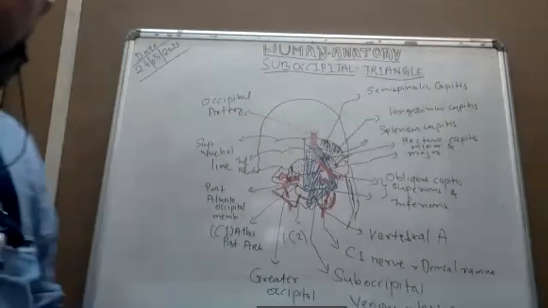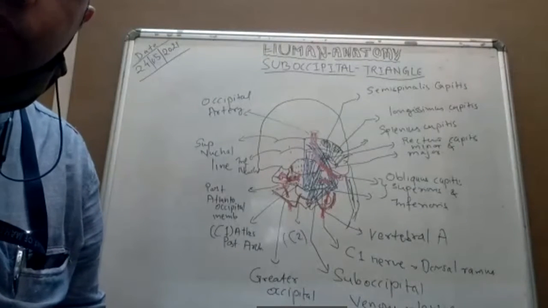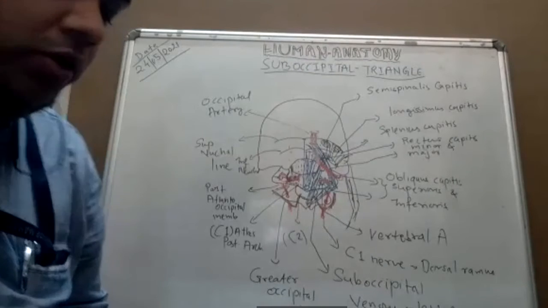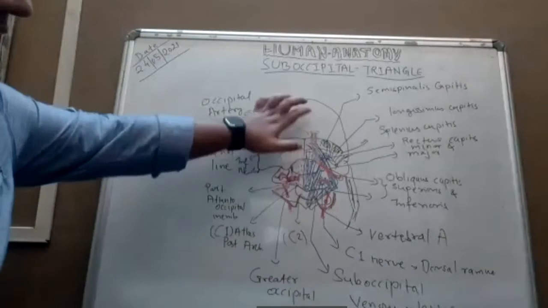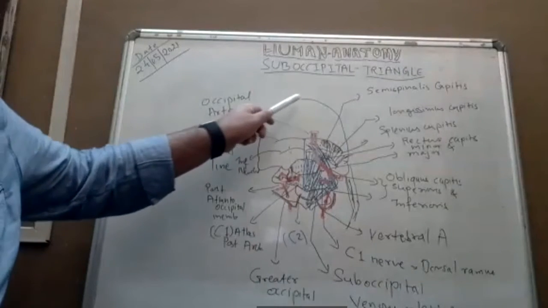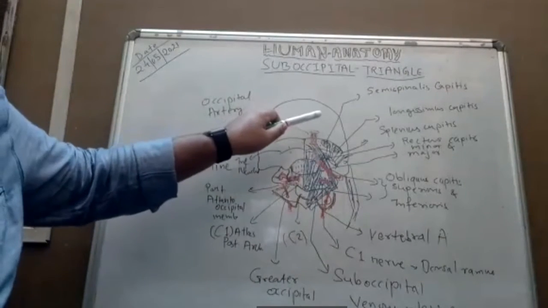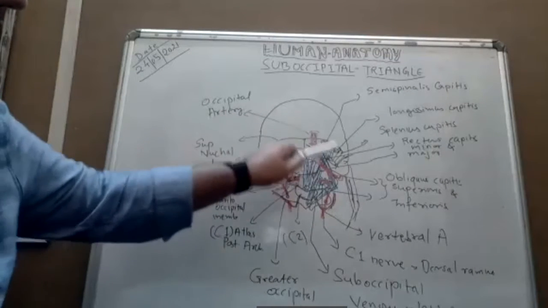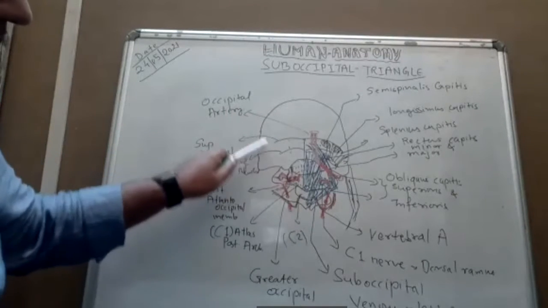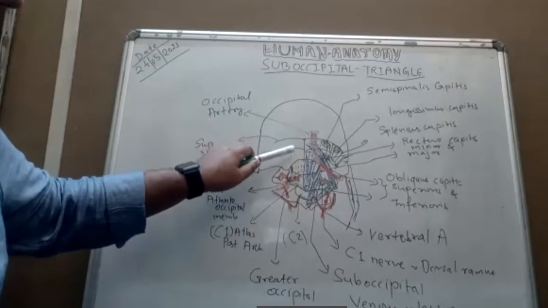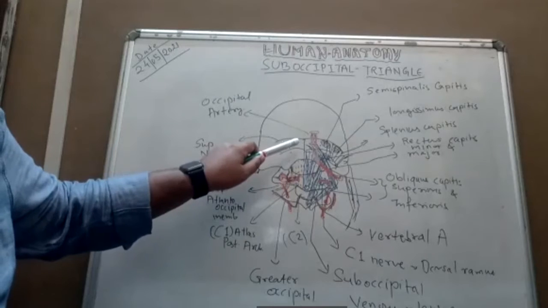So what is the suboccipital triangle? This is the triangle on the back of the neck. You can see this is the back of the skull, formed by the parietal bone, and this is the occipital bone. This is the inferior view of the occipital bone. You can see here the external occipital protuberance, superior nuchal line, and inferior nuchal line.